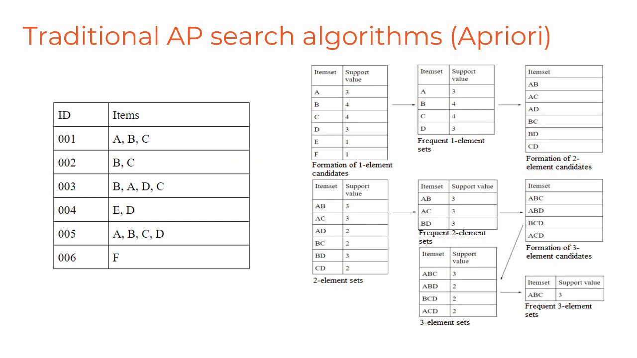Traditional associative rule search algorithm: Apriori. Here's an example. On the first stage we have a formation of one-element candidates. We have item sets and their calculated support value. We said that the minimum support value is equal to 3, so all the item sets with support value less than 3 we cut off. So we have 4 item sets. After that, there is a formation of 2-element candidates. Then we again calculate the support value and drop item sets with support value less than 3. We continue the iteration, and the result is the item set of items A, B, C.